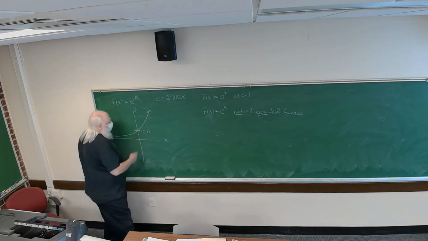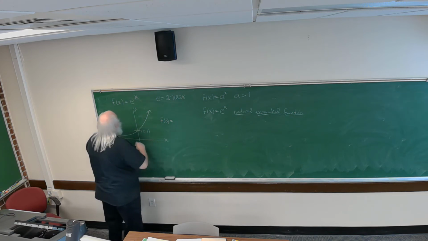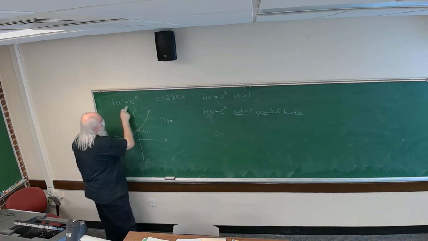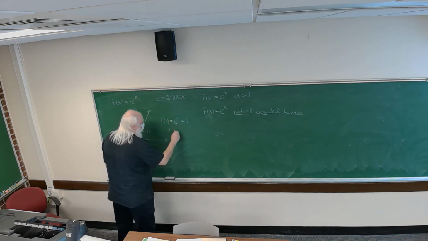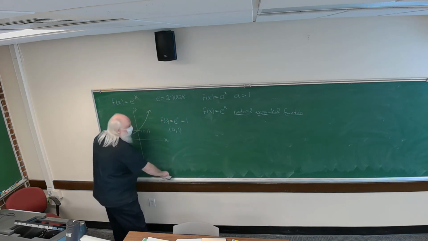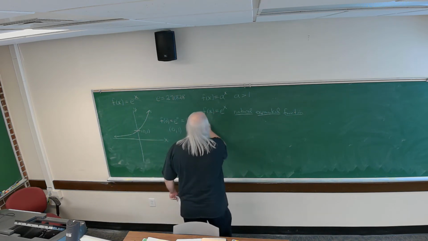And so you can verify it crosses the y-axis at the point 0, 1, because when you evaluate this function at x equals 0, you get f of 0 is equal to e to the 0, and e to the 0 is equal to 1. Any non-zero number raised to the 0 power is equal to 1.